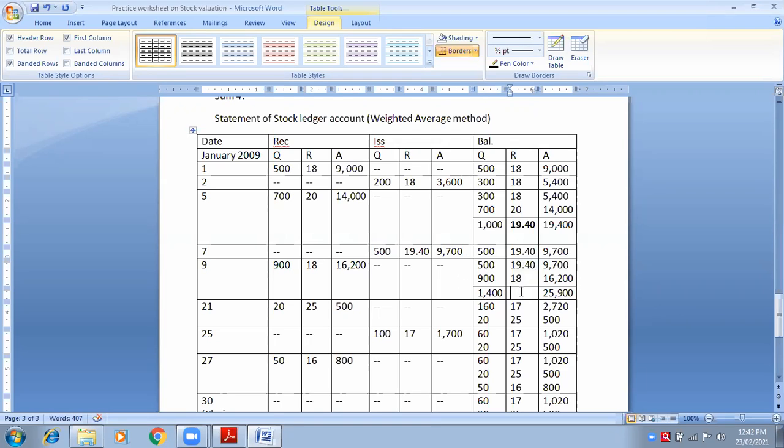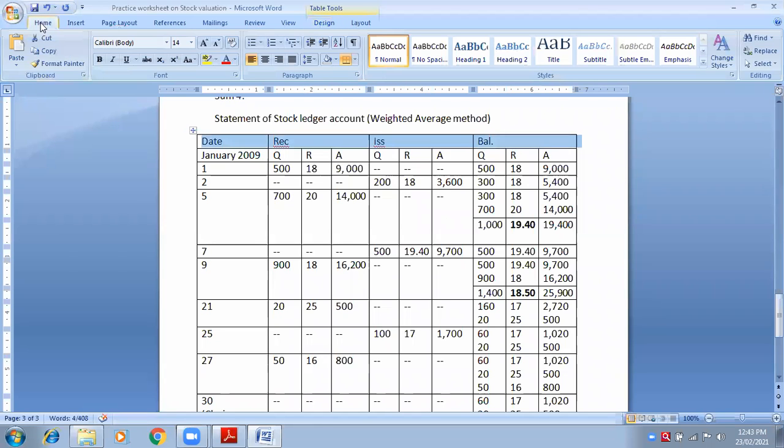So what is the rate? 18.50. 18.50 is very, very important. This rate is known as the weighted average rate. Whenever there is a receipt, we need to take the receipt into the balance column and then literally add them. We need to show the addition part also. This is a new point in the weighted average method. Now, because the date is over, you can draw the line and show that the transaction is over on that particular date. Okay, the ninth date is over.